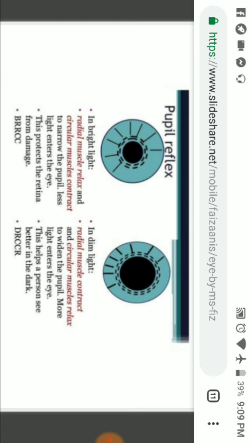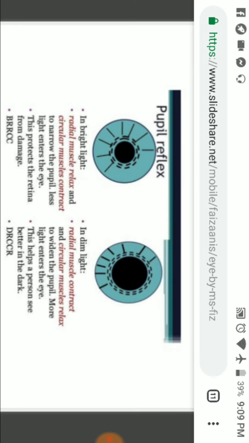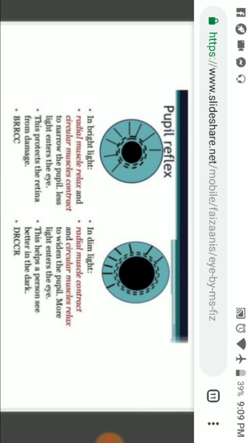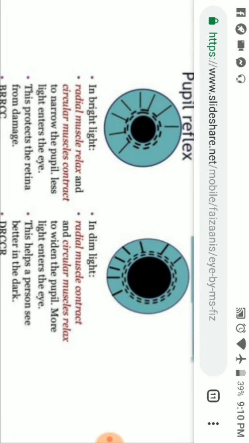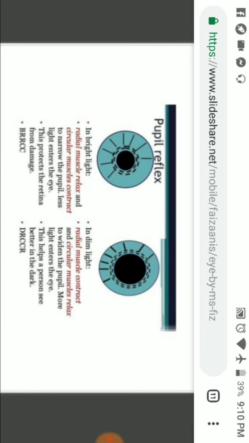Next up we have dim light. When it's dim light, you need the maximum amount of light to enter your eye so that you can see everything easily. The radial muscles contract and the circular muscles relax, because of which the pupil dilates. More light enters the eye, and it helps the person to see better when it's dark.